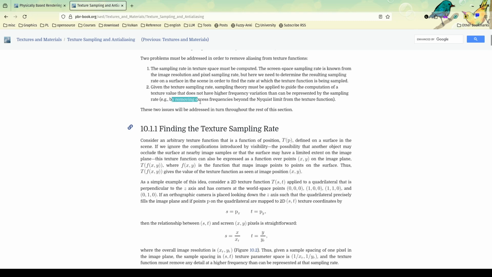By removing excess frequencies beyond the, I don't know how to pronounce that, the limit of the texture function. Yeah, but basically this is like twice the sampling rate, I think. Just because if we have a frequency beyond that, it will definitely cause aliasing, basically. I've heard that the Nyquist is how you pronounce it. Okay.